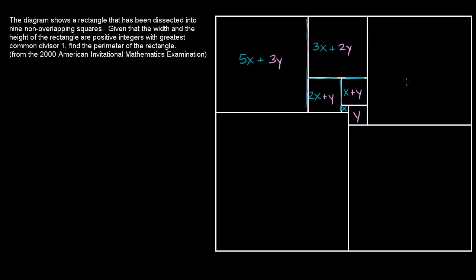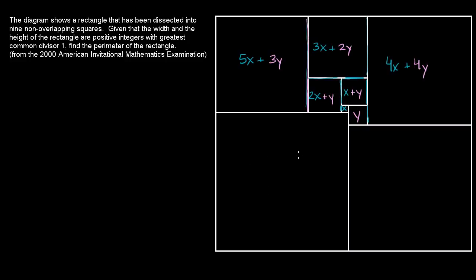And we can also go to this side right over here, where we have this length. Let me do that in the same color. This length is 3x plus 2y. This is x plus y, and this is y. So if you add 3x plus 2y plus x plus y, you get 4x plus, what is that? 4y, right? 2y, 3y, 4y. Plus y, so 4x plus 4y.